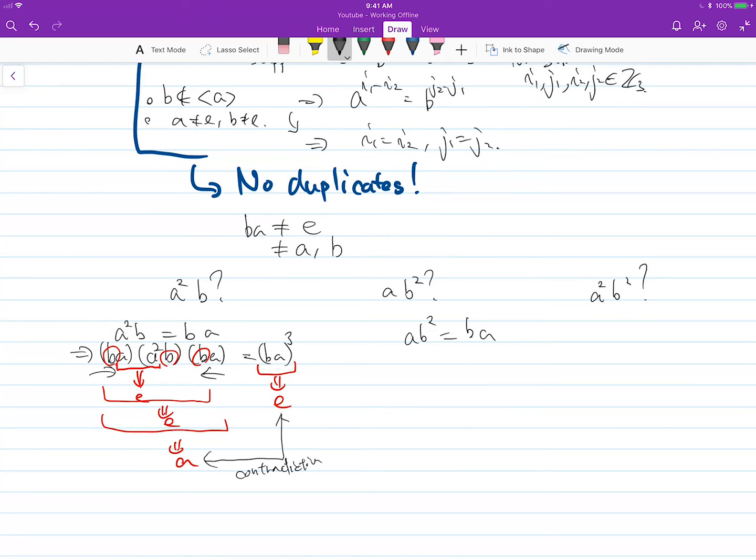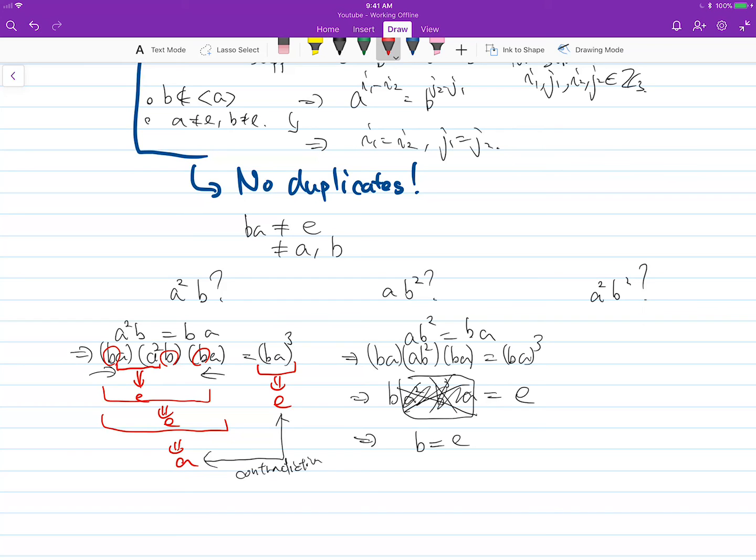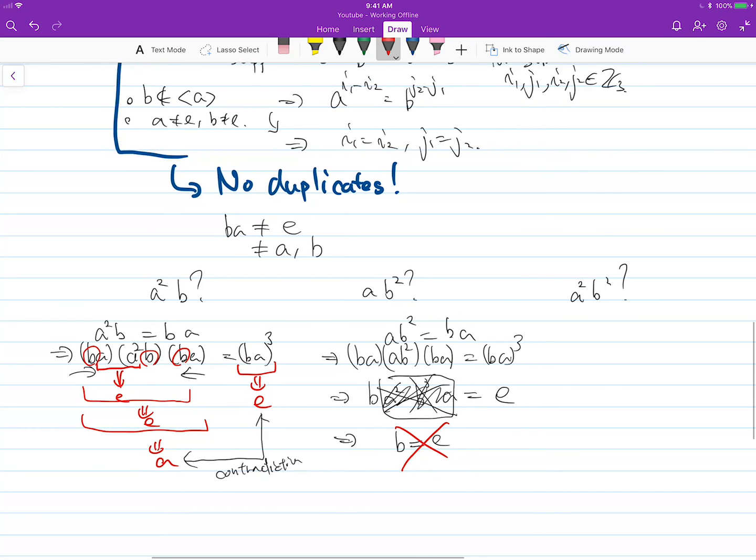If AB squared equals BA, this would imply that BA times AB squared equals BA times BA. And if you look at it, we get B cubed and A squared, this disappears, then this disappears. So this part is gone, and then the right hand side will be just E. So this would imply that B equals E, and this is a contradiction.